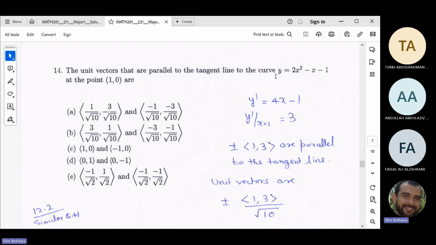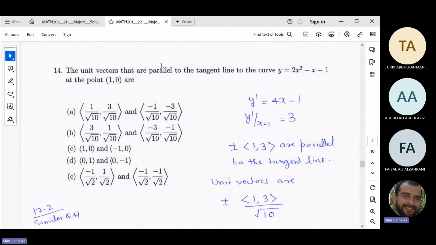Here we're talking about the unit vectors that are parallel to the tangent line of the curve. That's interesting, because we need to find the tangent line to the curve and the corresponding vector. Let's focus on this, guys. I have y equals 2x squared minus x. If you differentiate, what do we get? We get y prime equals 4x minus 1. At the point (1, 0), what is the slope? 3. So the slope is 3.